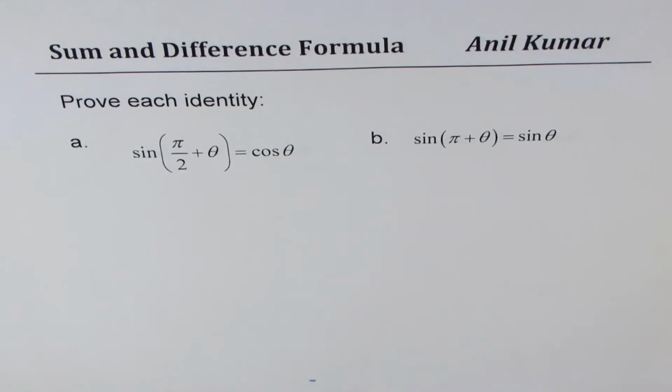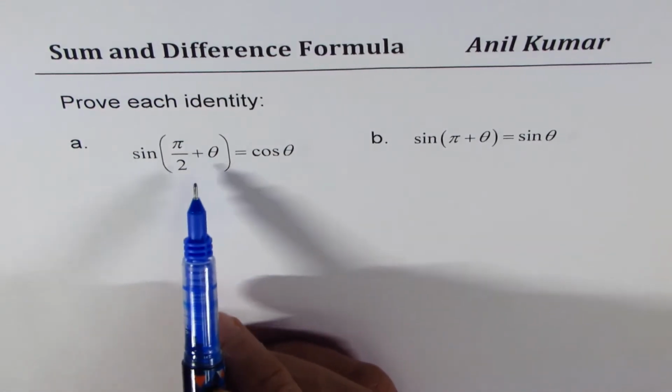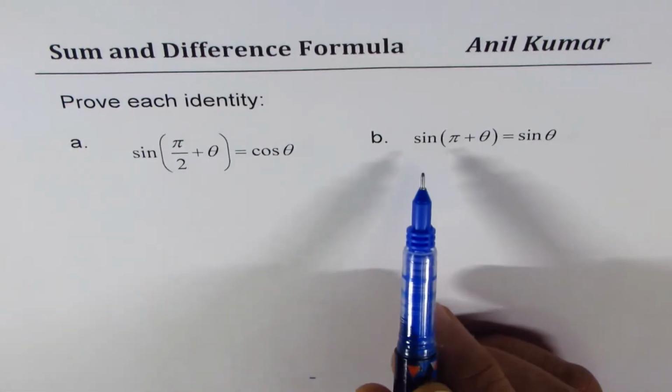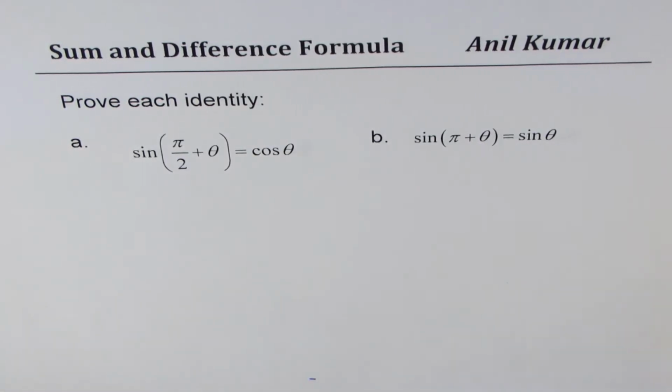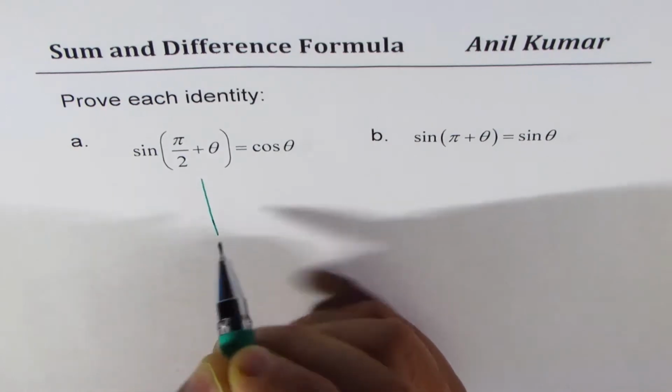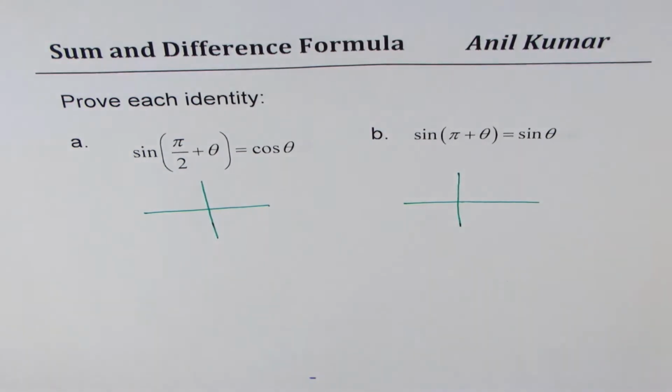This is for my subscriber who wants to understand how the sum and difference formula can be applied to prove these basic identities. So I have a couple of examples here so that we can understand it at length. The first two questions here are sine pi by 2 plus theta equals cos theta and sine pi plus theta equals sine theta.